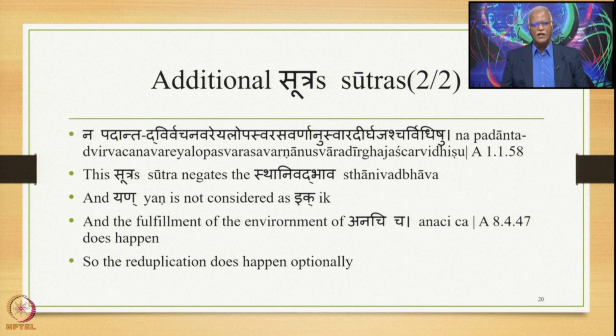So sthanivadadeshaha brings in the sthanivat bhava. Analvidhau negates the sthanivat bhava in the present case. Achap parasmin purvavidhau reinforces the sthanivat bhava, and na padanta finally negates it, that is that. The sthanivat bhava stands cancelled as far as Suddhyupasya is concerned, and yan is therefore not considered as ik. So anachicha can apply and the reduplication can have optional application.